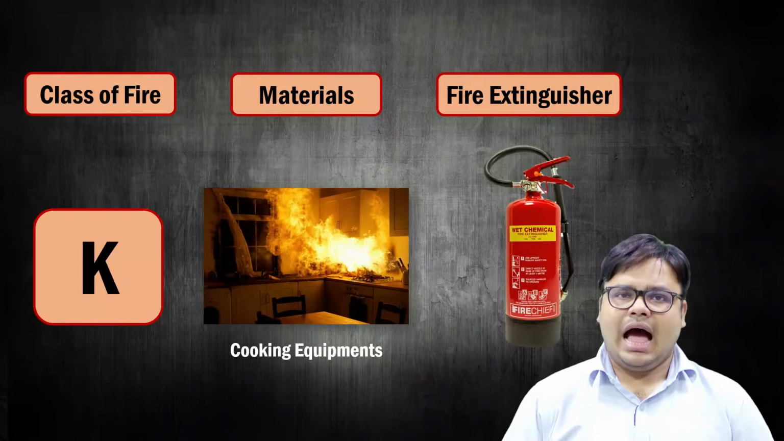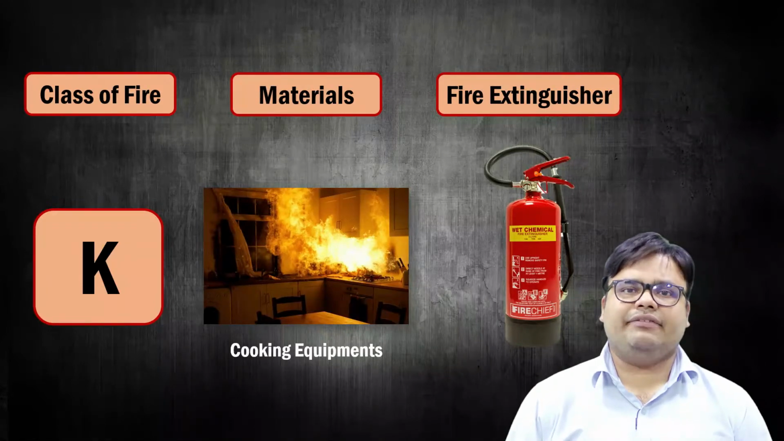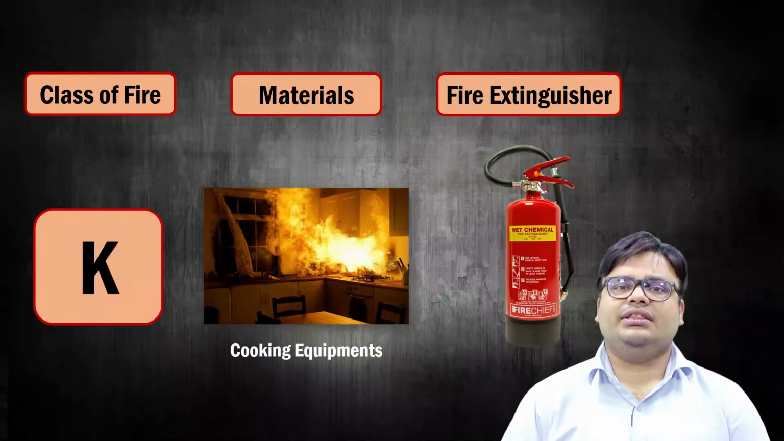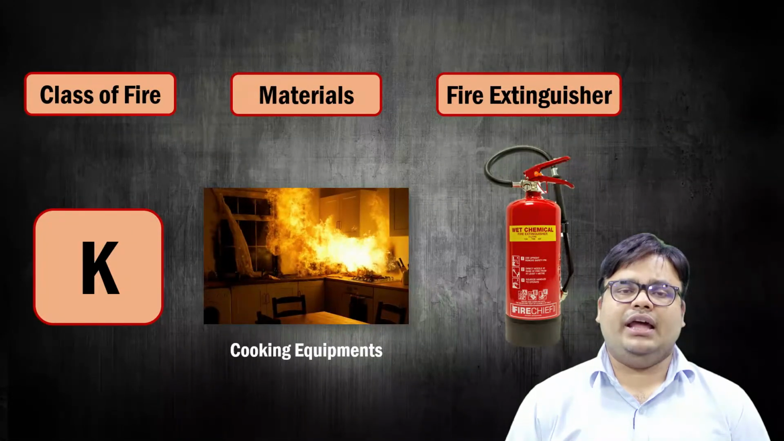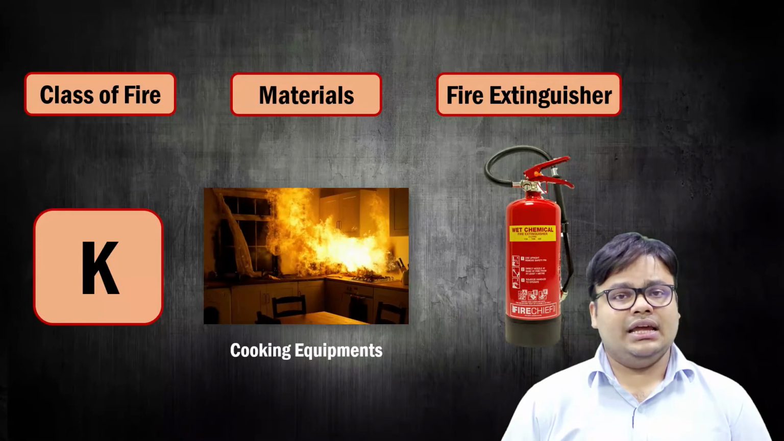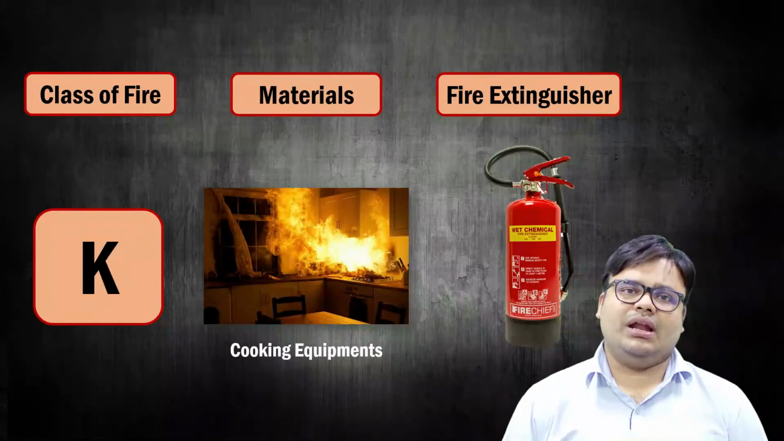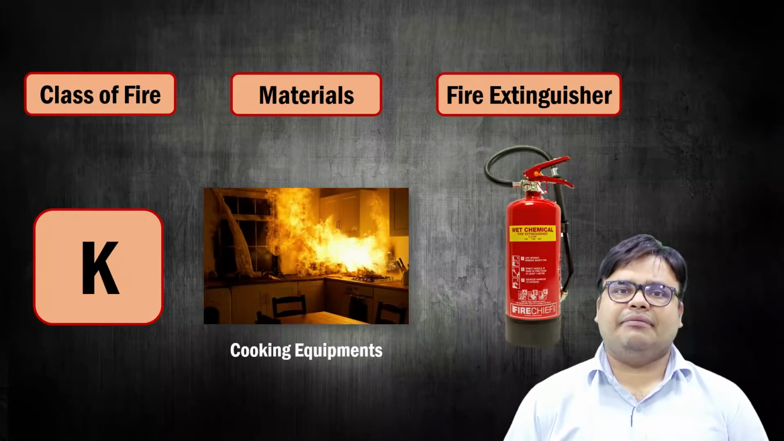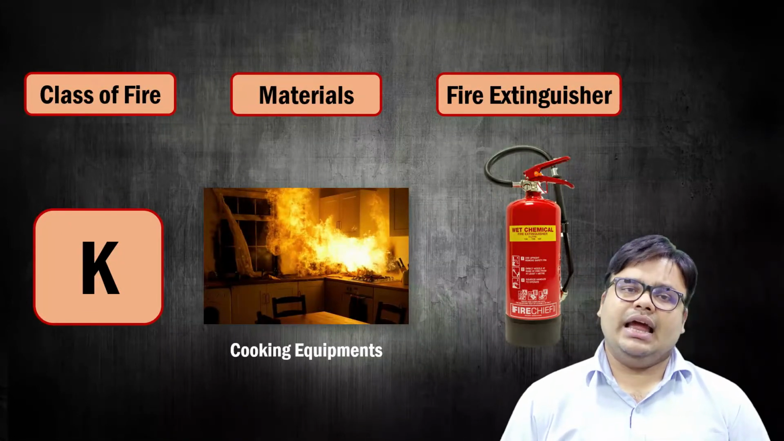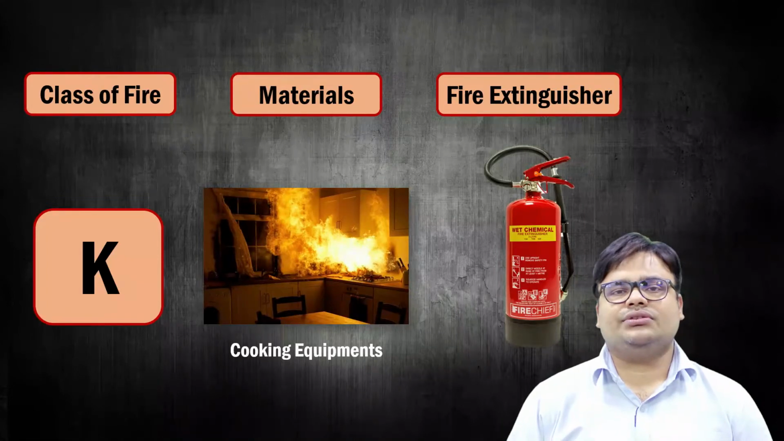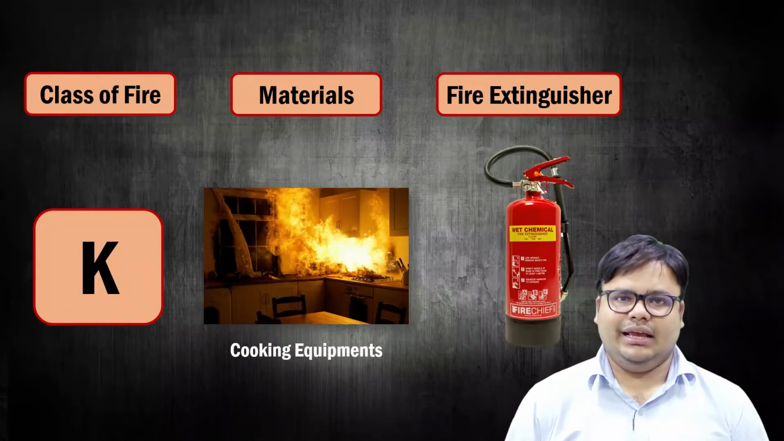As we are discussing the K type fire, the source material is kitchen fire or commercial cooking equipment. If any fire is caused by them, such fires are known as K type fire, or class K, and the fire extinguisher used should be the K type fire extinguisher.